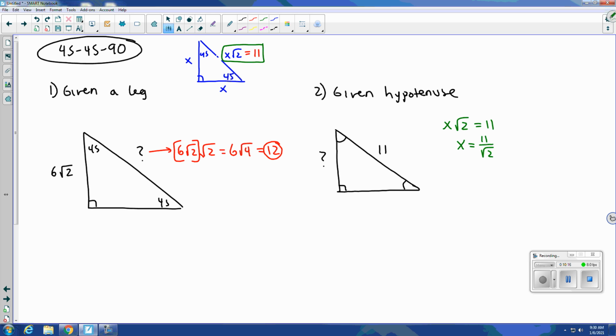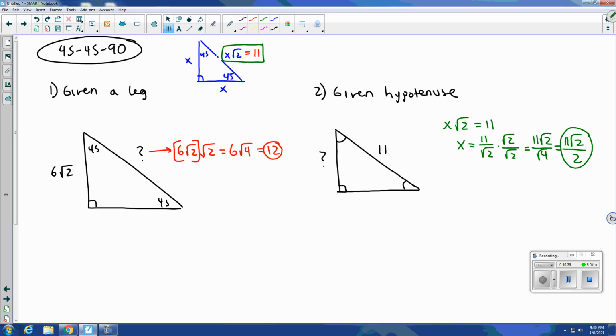Now, we're not going to leave our answer like this. We don't want the square root in the denominator, so we're going to rationalize to get a simplified answer. We're going to get 11 root 2 over square root of 4, and the square root of 4 is 2. And there's your answer. So fully rationalized representation of the leg of a right triangle. That's a 45, 45, 90.